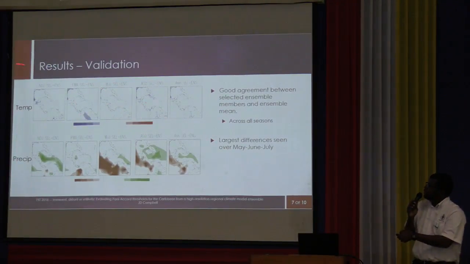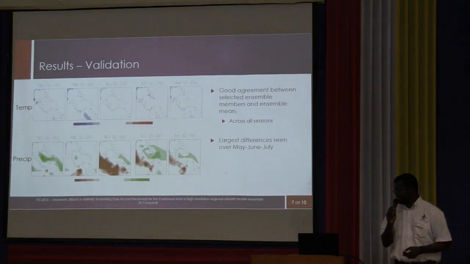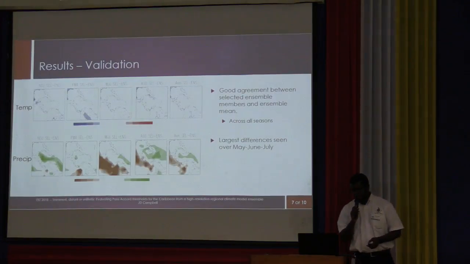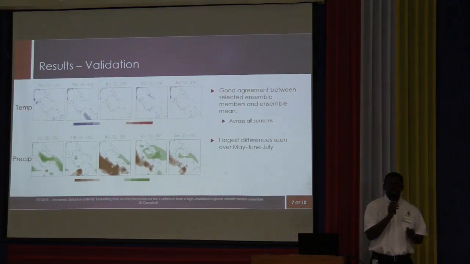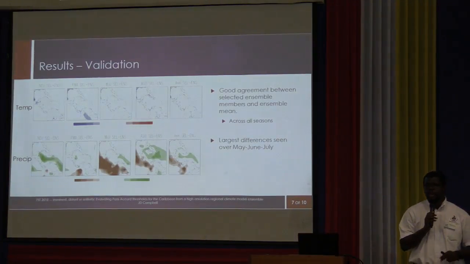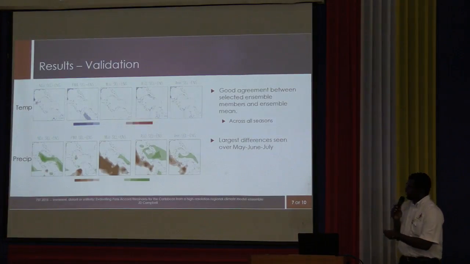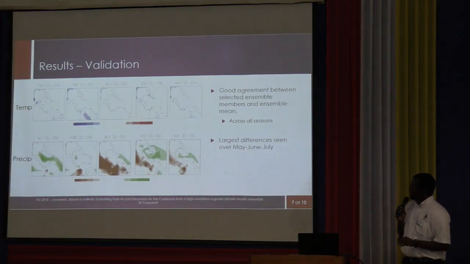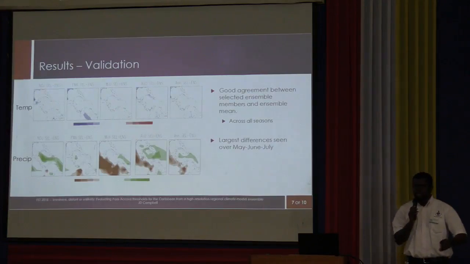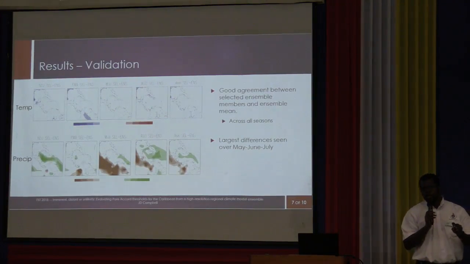And here we have, this is temperature. And anywhere that is white, you may not be able to see it clearly, is between 0.2 and minus 0.2 of a degree. So the difference between the two is between minus 0.2 and 0.2 of a degree. All right? Looking at precipitation, the largest differences we saw were in the May, June, July season. However, that was over Central America.